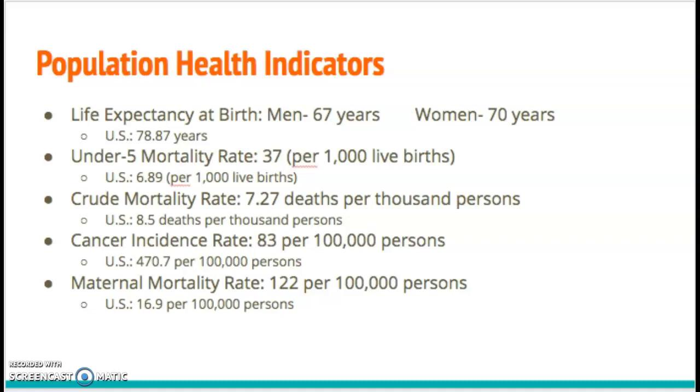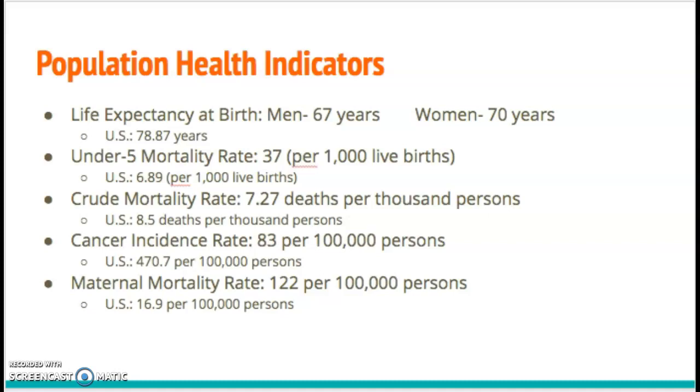Next, we have the crude mortality rate, which measures the number of deaths of all causes within a population during a certain period of time. For India, their crude mortality rate is 7.27 deaths per 1,000 persons. This is a little lower than America's 8.5 deaths per 1,000 persons.